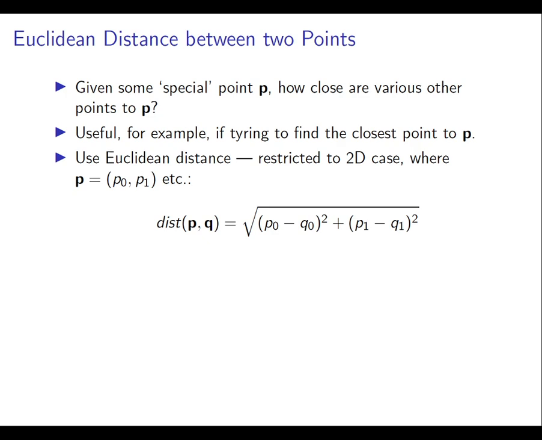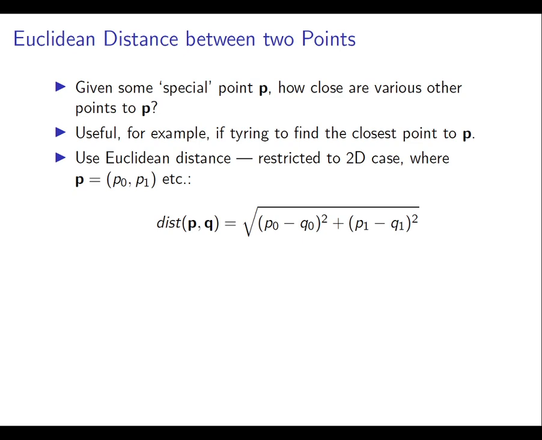So the kind of problem we're addressing is, suppose we have some kind of special point P, which we're usually going to think about as being the centre of a group of points. How close are various other points to P? So we're going to be looking for the closest point to P. Oops, there's a typo, trying, not tiring. We're going to use the Euclidean distance, and we're going to do it in the 2D case.